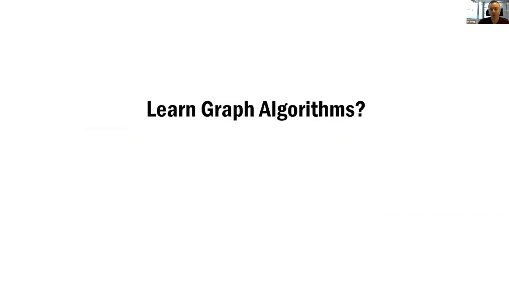There's another interesting area of application of graph neural nets, which is using graph neural nets to learn new algorithms.